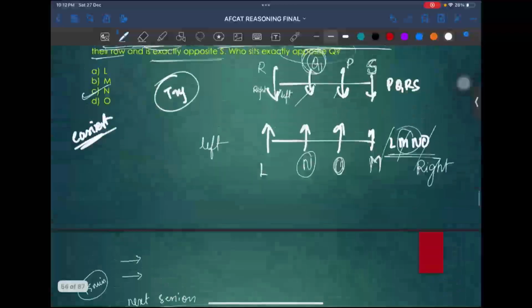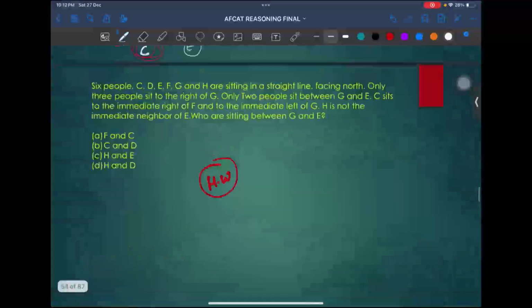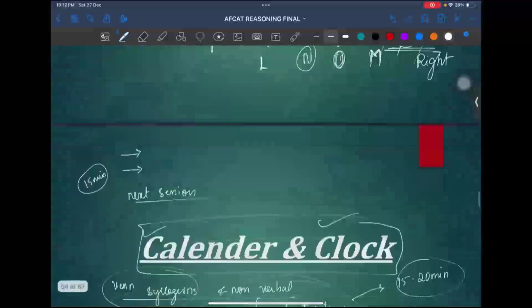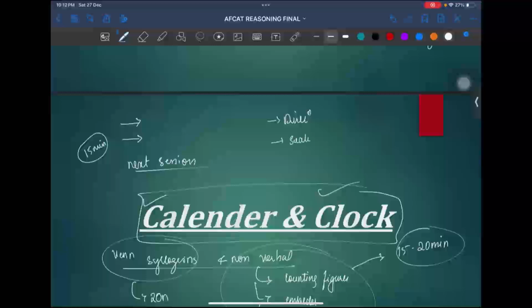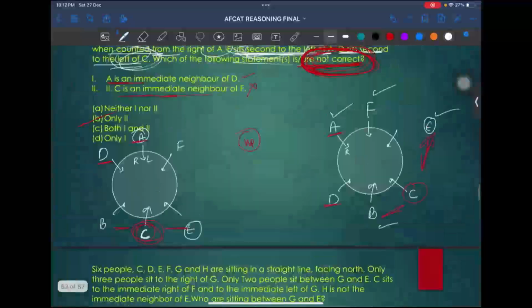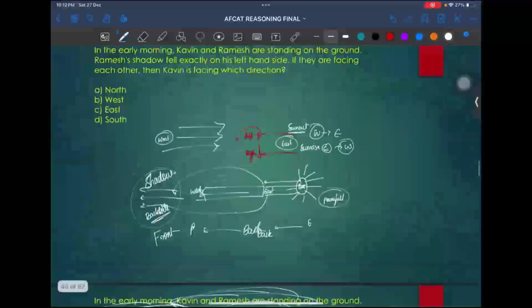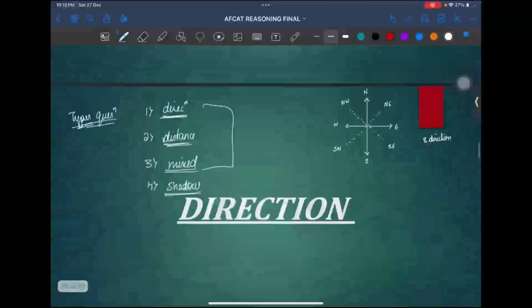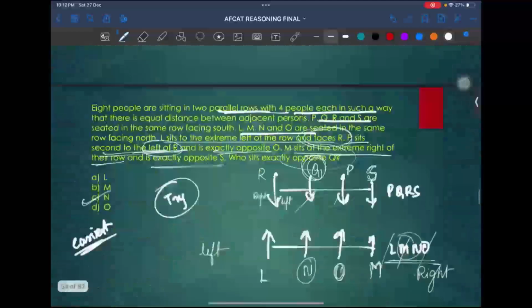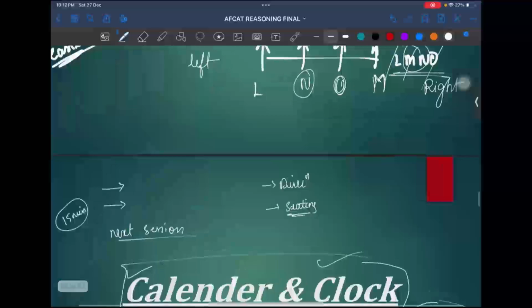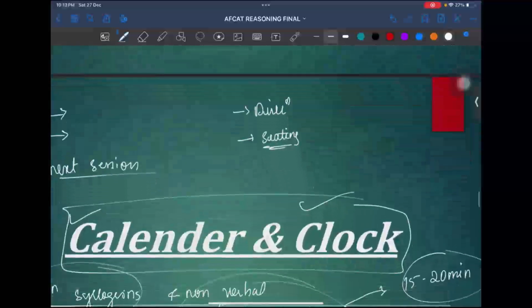Try to solve many questions from this direction part, from direction sense and seating arrangements. And one more thing is this: if you get a question from cubes and dice, you just need to follow that step which I have told. You just need to find a common number and try to solve it.